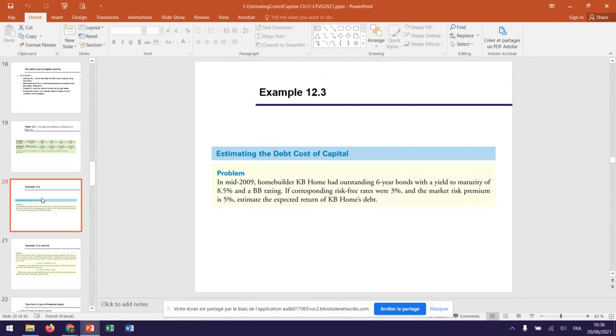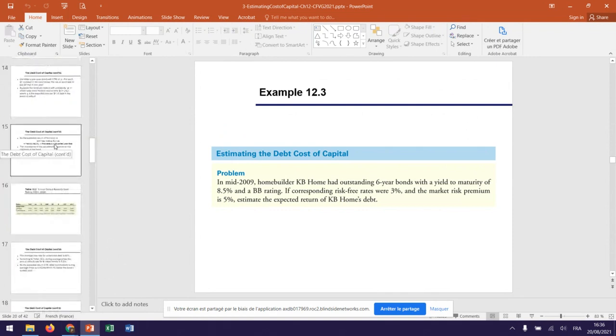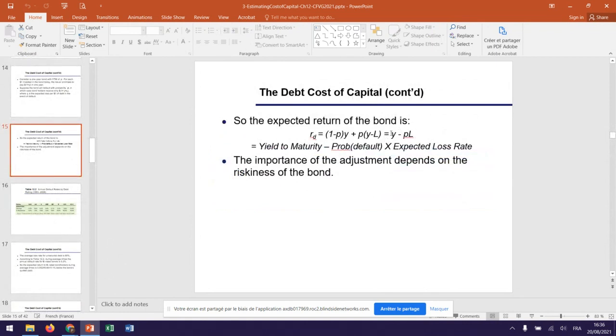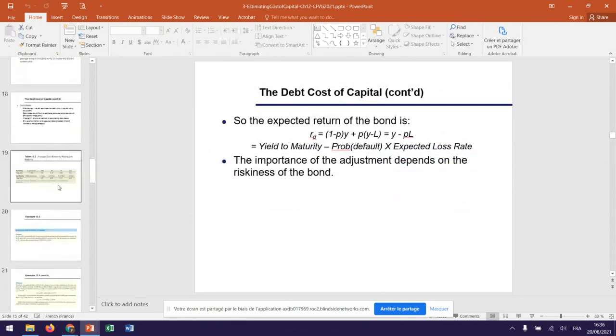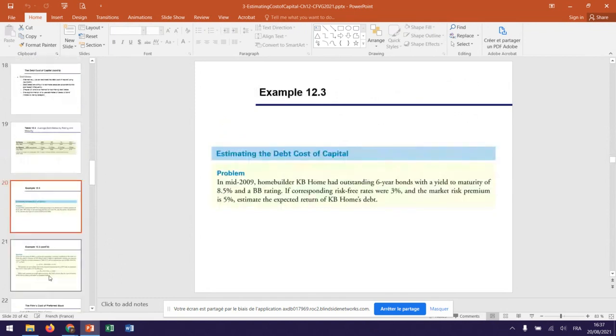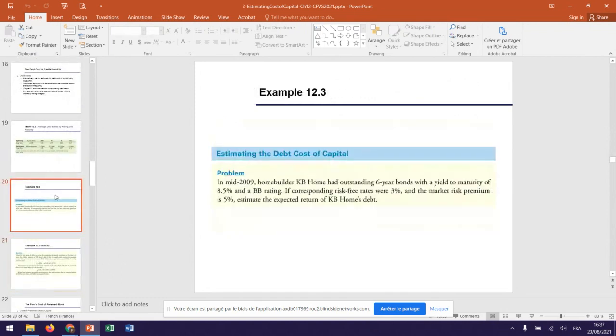Okay, so what you have to do is first read and then write. If you don't know how to write, you reread and then you write. Okay, so the bond's 6-year yield to maturity is 8.5%. What is 8.5%? Somebody can help me to write. We need this formula, right? We need Y, we need P, we need L. And then we also need the number based on the beta and the equation for the CAPM. Okay, what is the yield to maturity 8.5?